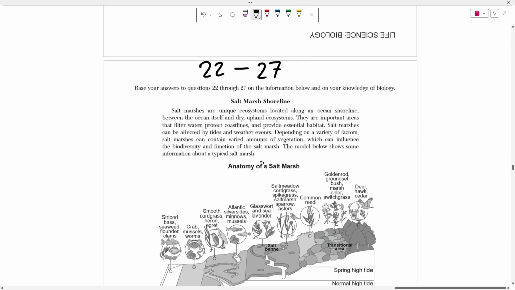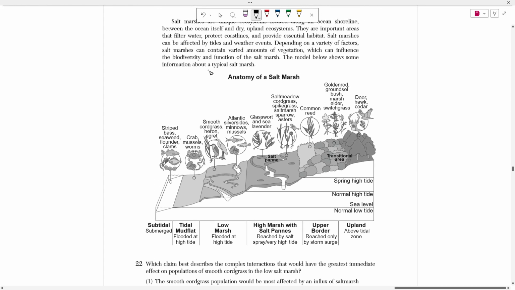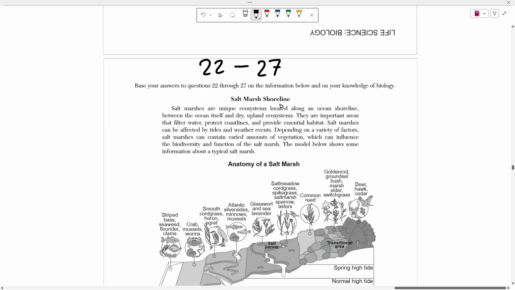We're going to go ahead and start off with number 22, which is based on this diagram and blurb, which is titled Salt Marsh Shoreline. It says that salt marshes are unique ecosystems located along an ocean shoreline between the ocean itself and dry upland ecosystems. They are important areas that filter water, protect coastlines, and provide essential habitat. Salt marshes can be affected by tides and weather events. Depending on a variety of factors, salt marshes can contain varied amounts of vegetation, which can influence the biodiversity and function of the salt marsh.